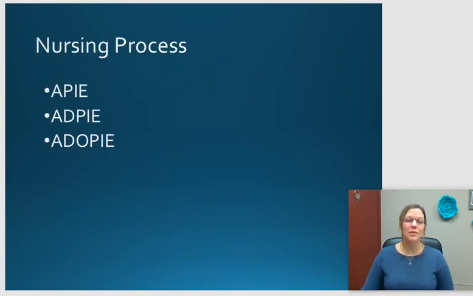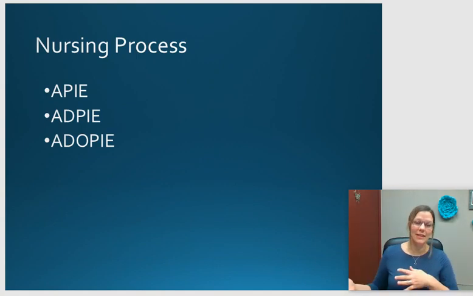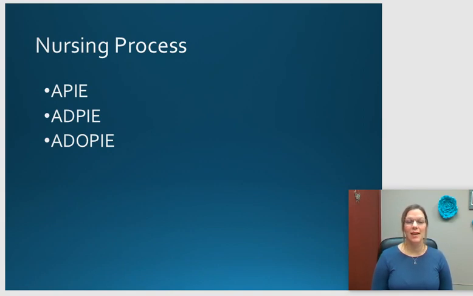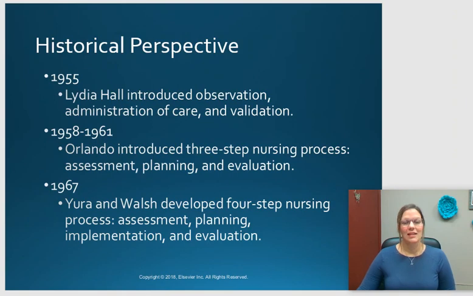In the early 2000s, we were still talking about API and transitioning to ADPI whenever I went to nursing school. From assessment, plan, implement, evaluate, transitioning to assess, diagnose, plan, implement, evaluate. And now we're doing assess, diagnose, outcome identification, plan, implement, and evaluate. So the nursing process is getting more refined over time. It's not that we did less years ago, it's that we are articulating what it is that we do.